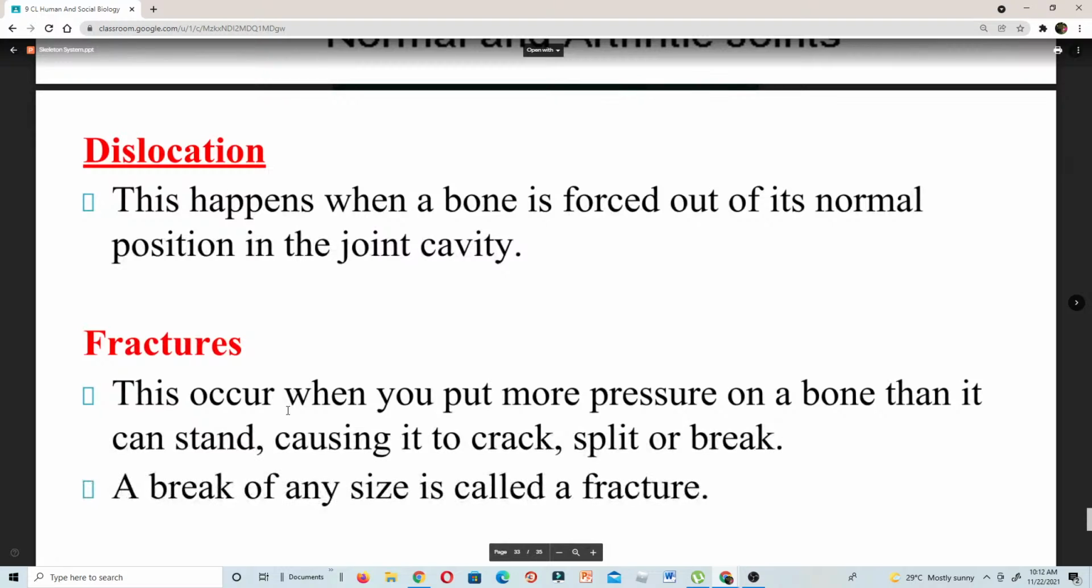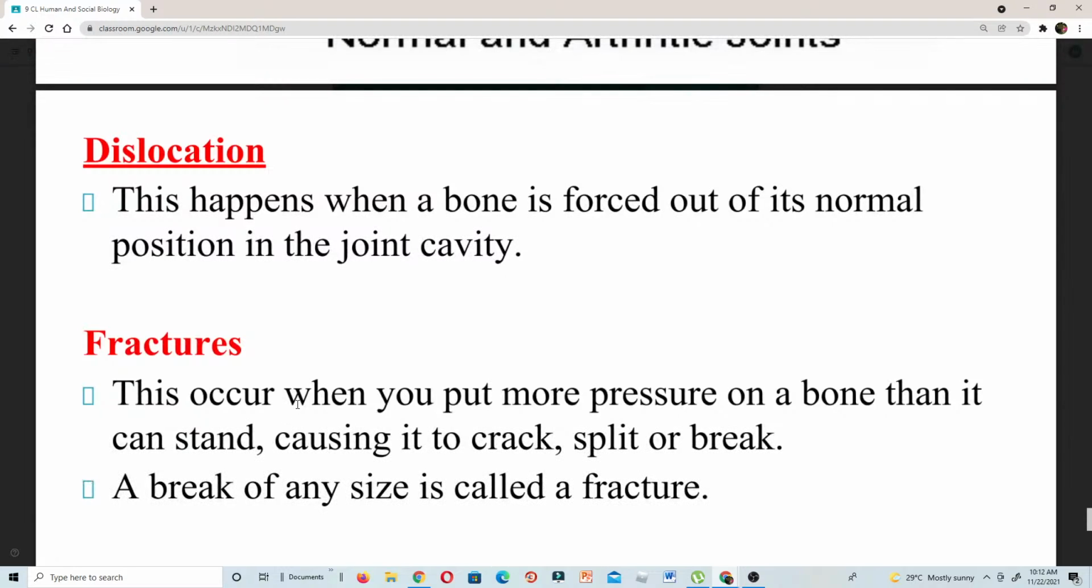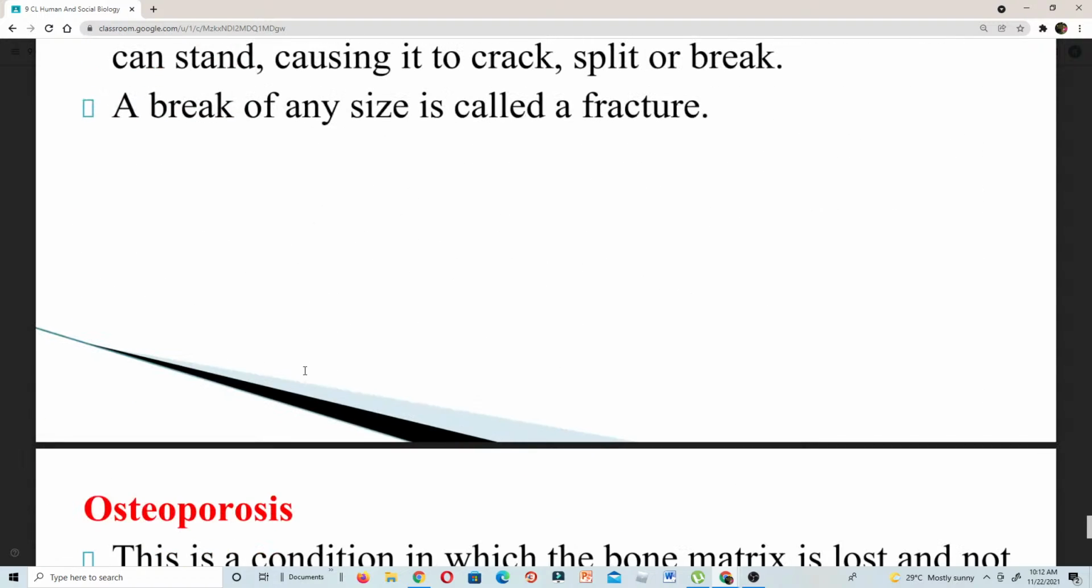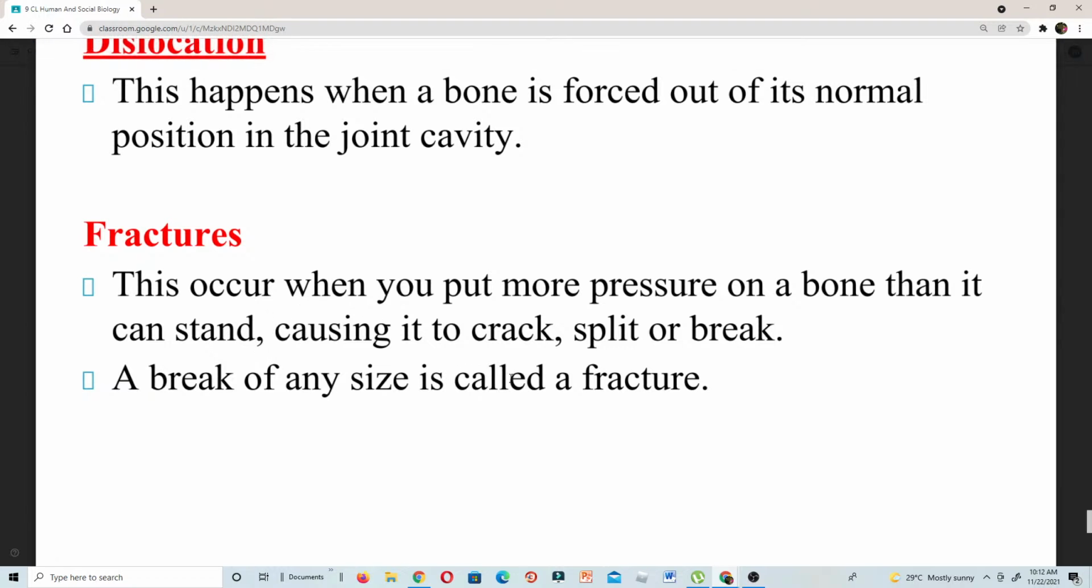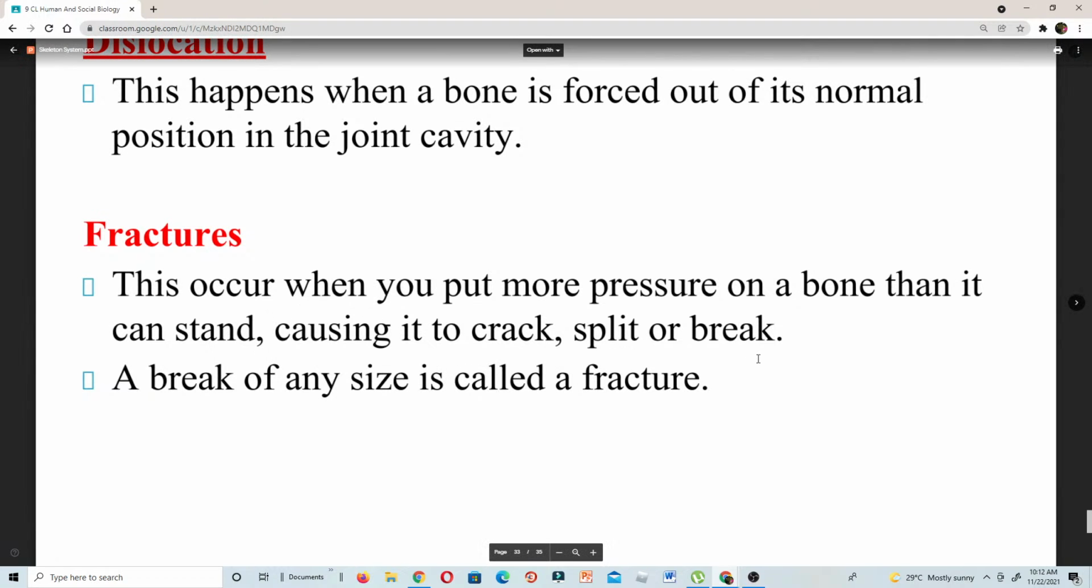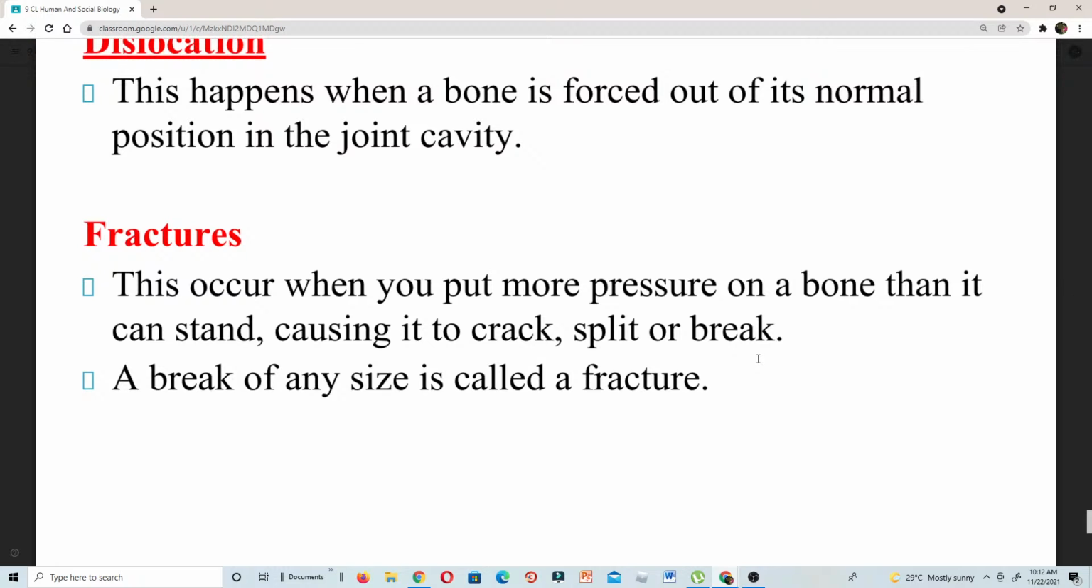Next one is fractures. Now we normally say you get a broken bone. So whenever somebody experiences a broken bone, the scientific term is fracture. It's just that we have different types of fractures. Some fractures are when the bone has barely cracked, and a complete fracture is when the bone totally breaks. This occurs when you put more pressure on a bone than it can stand, causing it to crack, split, or break.